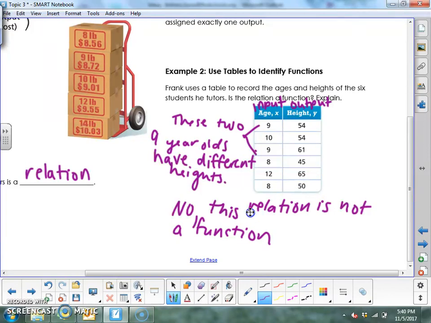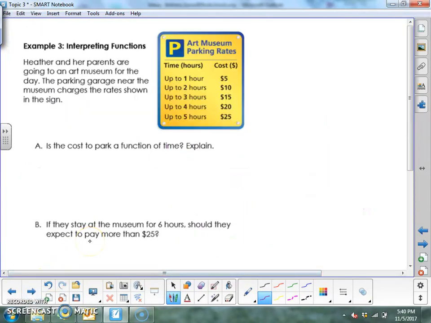Okay, and then the final example is interpreting functions. So Heather and her parents are going to an art museum for the day. The parking garage near the museum charges the rates shown in the sign. Is the cost to park a function of time? So is the cost a function of time?